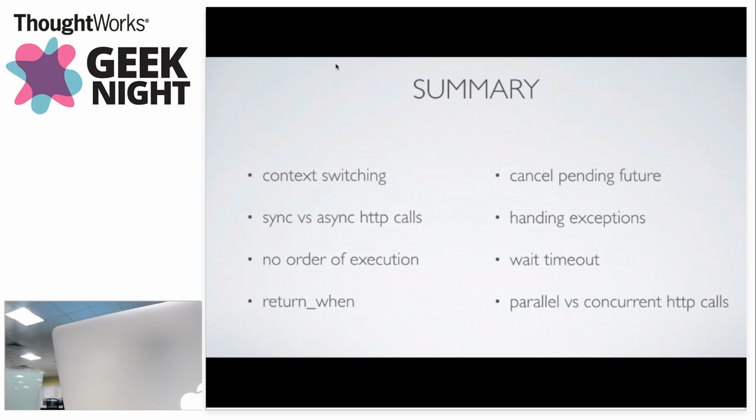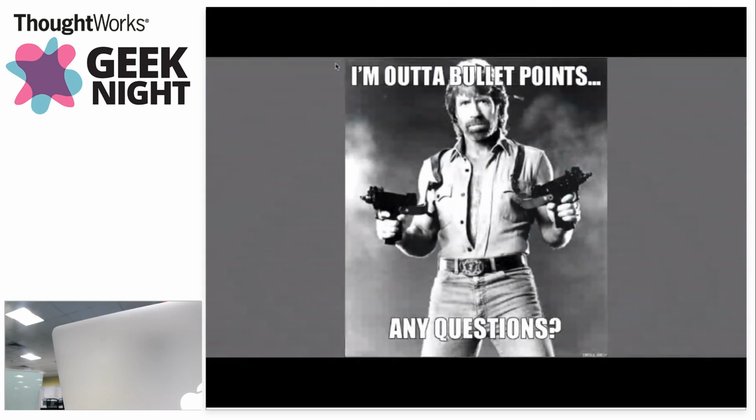These are some code examples we saw, like wait timeout, and we had a mention of parallel and concurrent calls, and how to cancel a pending future to basically shut down or close the event loop. And I'm out of bullet points.